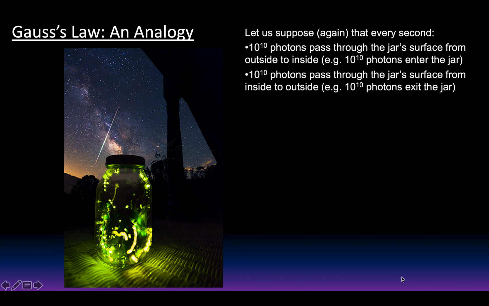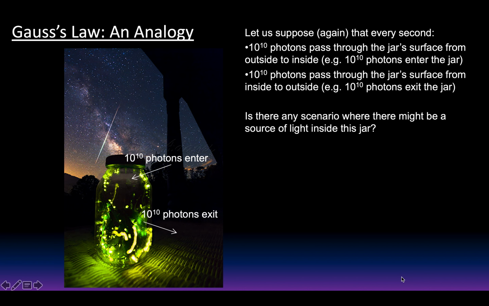As a final scenario, let's suppose again that every second we have the same number of photons entering the jar as we have exiting the jar, but we will now assume that there is a source of light inside the jar. Is there any possible scenario where this could be realized?